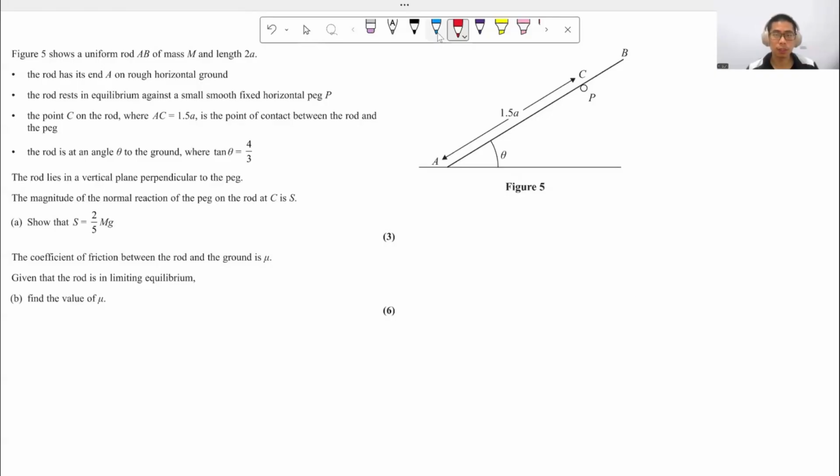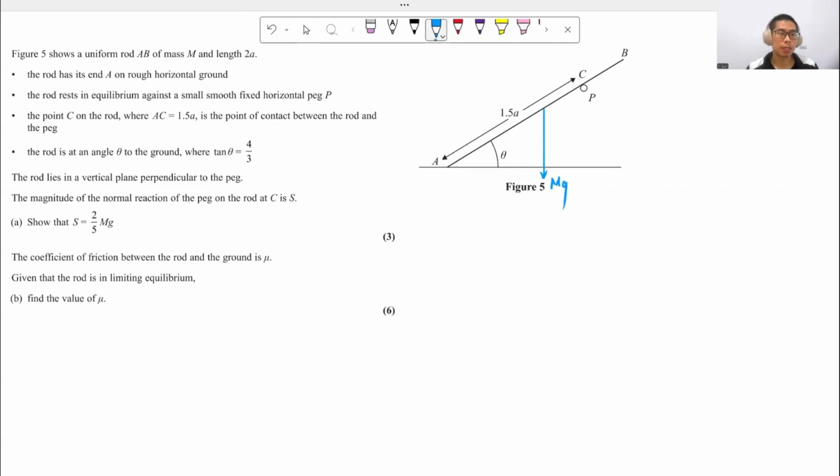Let's have a look at the last question in this paper. So this is a moments question. Figure 5 shows a uniform rod AB of mass M and length 2A. If it's uniform, that means the center of mass should be right in the middle. So mg.